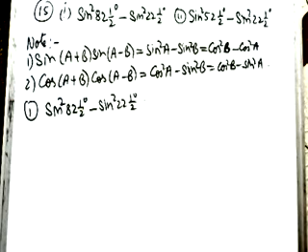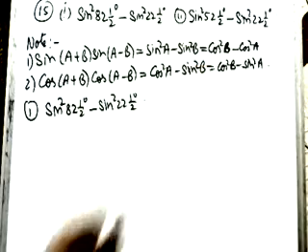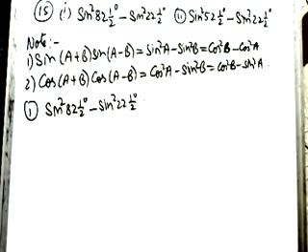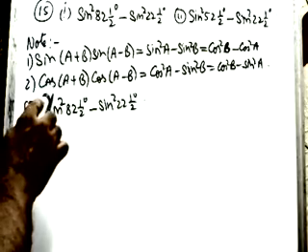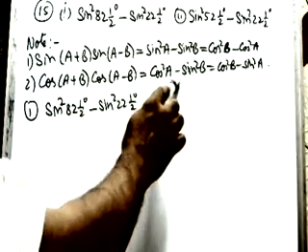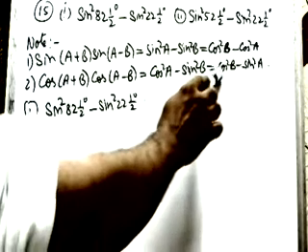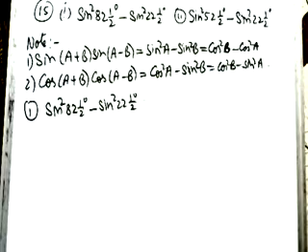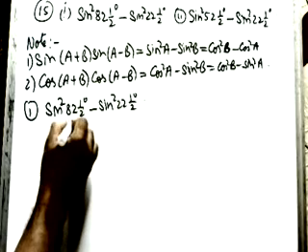Now just before going to the question, you revise this formula. Sine a plus b into sine a minus b is sine square a minus sine square b. One more formula is there. We can also write this as cos square b minus cos square a. In the same way, cos a plus b into cos a minus b, we can write as cos square a minus sine square b, or cos square b minus sine square a. First, learn the formulas by heart, okay?